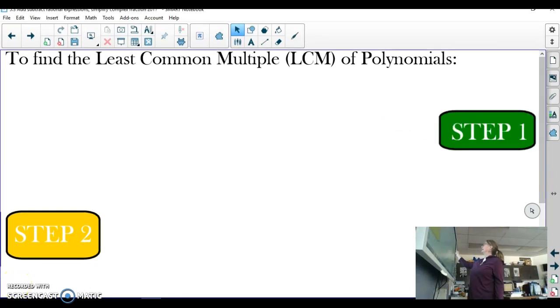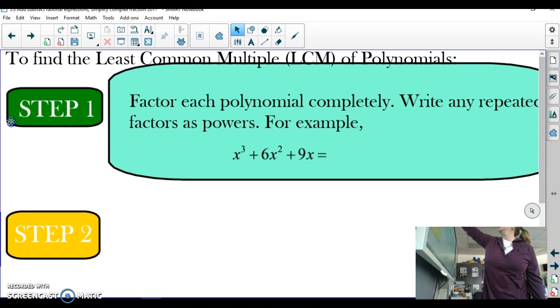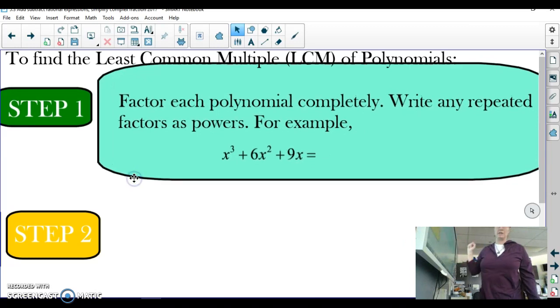Okay, so to find the least common multiple of polynomials, step 1, pause the video, write this down in your notes. You're going to first want to factor each polynomial completely, and then any repeated factors, write those as powers.